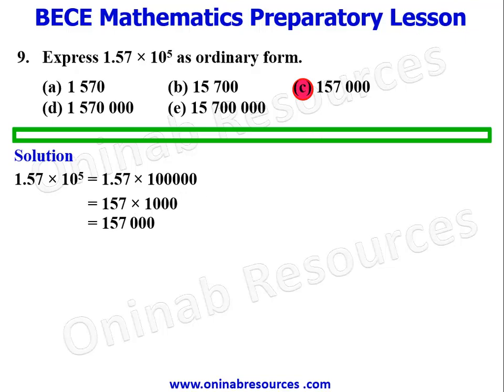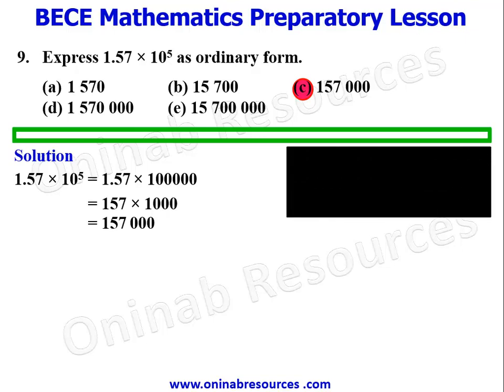Now let's look at if the power is negative. Take for instance, we have 1.57 times 10 raised to power negative 5. How do we resolve this? Since the index is negative, that is going to change this multiplication to division. So we have 1.57 divided by 100,000.